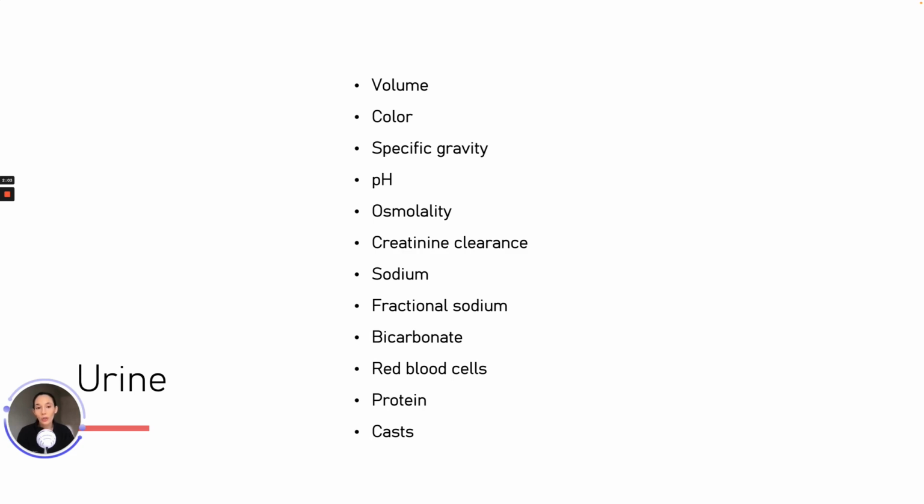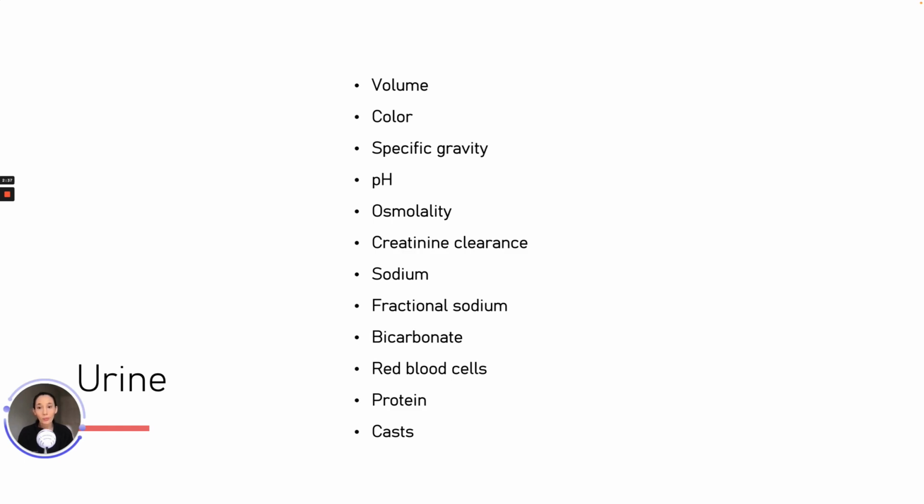This is the ratio of sodium excreted to the total sodium filtered by the kidneys, and this will show if the tubules are unable to reabsorb the sodium. We can look at bicarbonate. It'll be elevated if metabolic acidosis is present. We can look at red blood cells to see if they may be present because of infection, stones, trauma, tumor, or altered glomerular filtration.